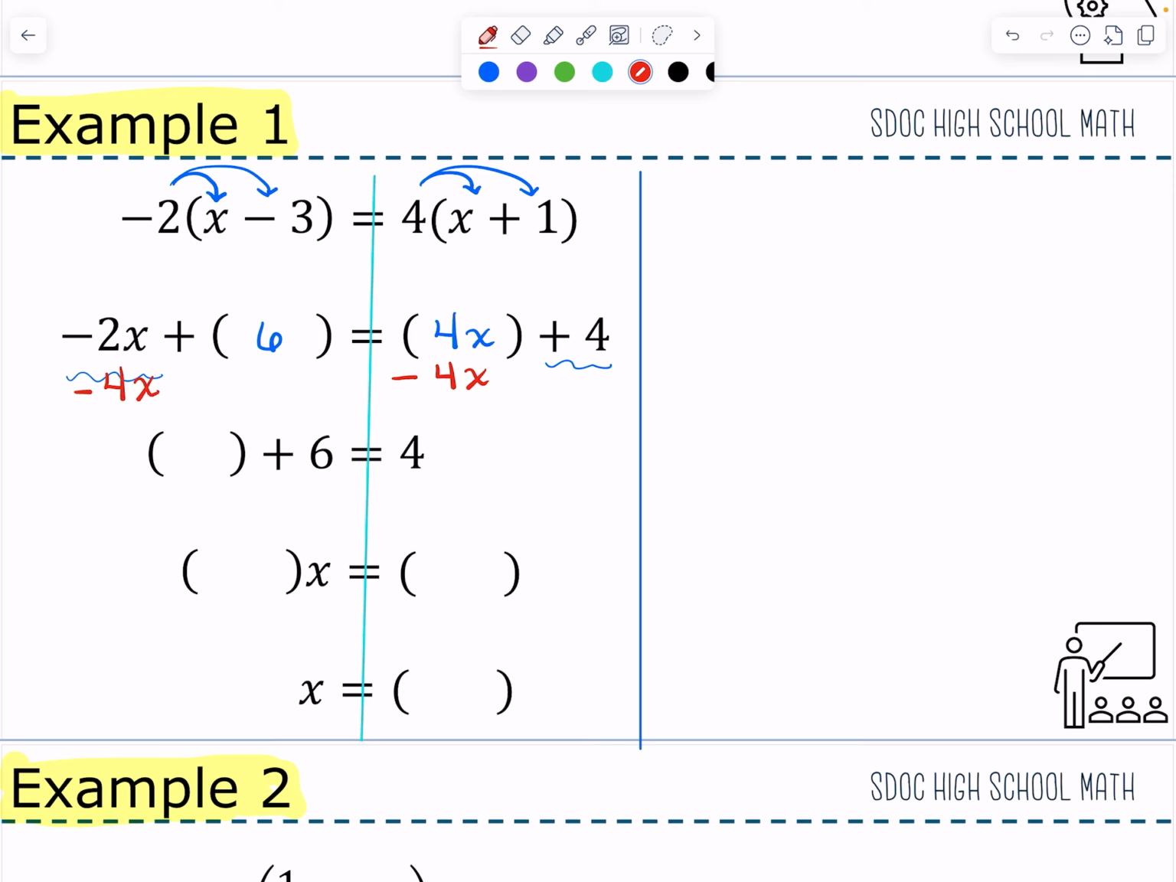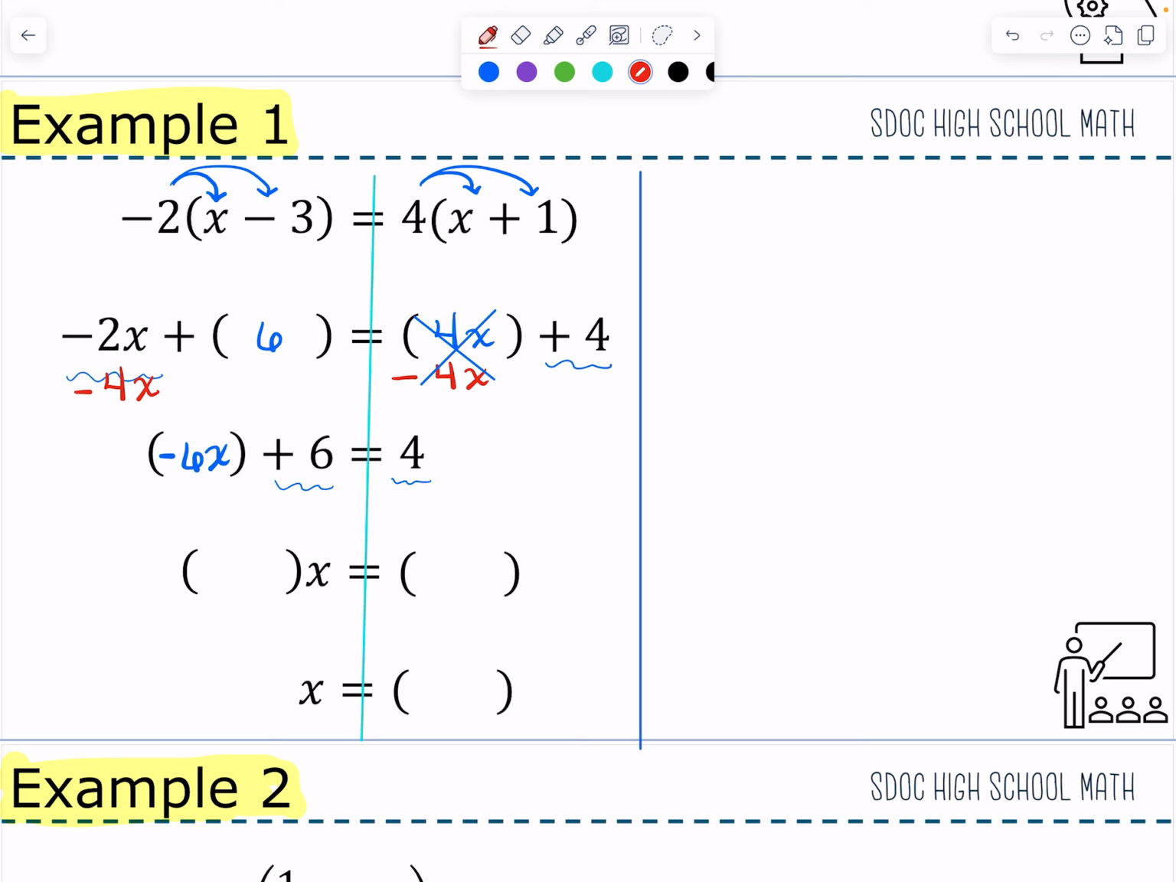Inverse operation says whatever I do to one side, I have to do to the other because you're moving it to the other side. So negative 2x minus 4x gives me negative 6x. Bring down the positive 6. 4x minus 4x goes away. That makes 0. Bring down the positive 4.